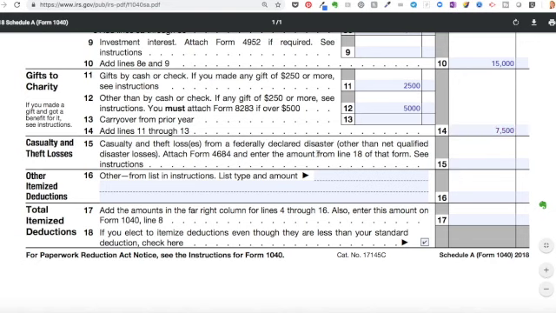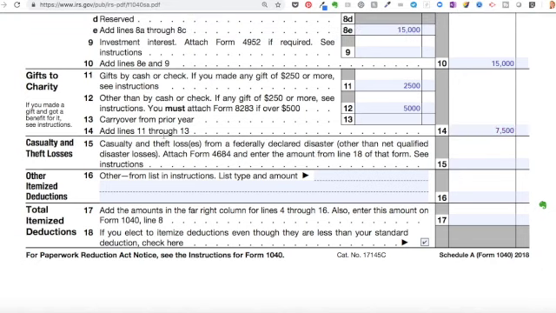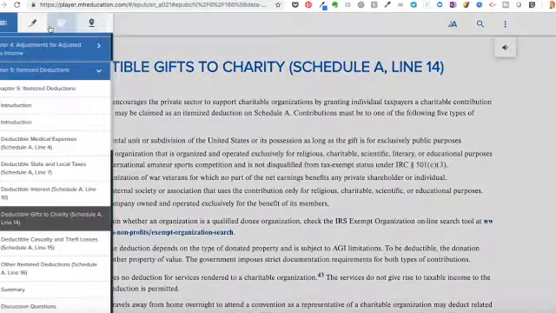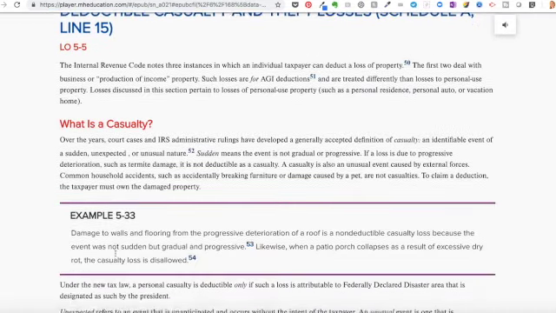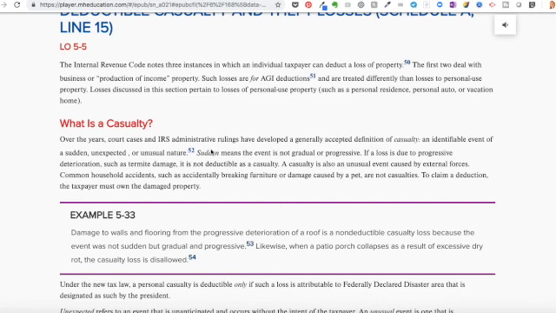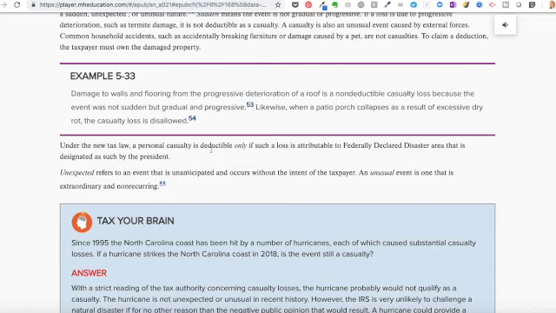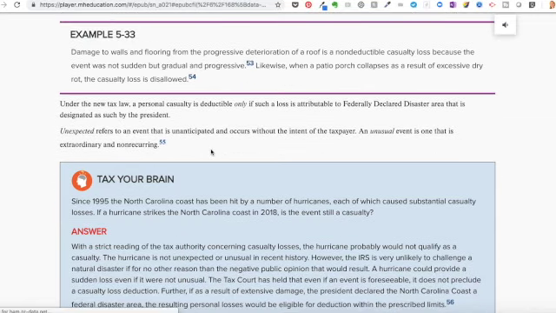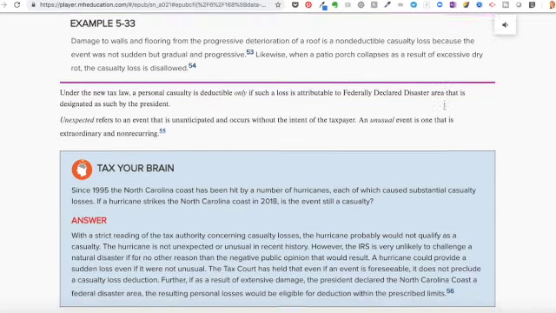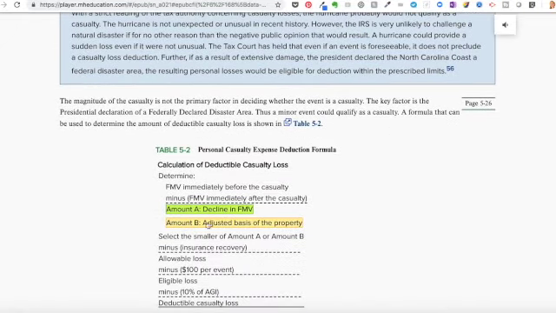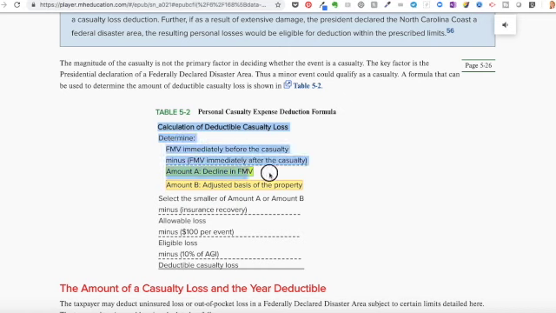Now, casualty and theft losses are another area, and it's heavily limited. It is very difficult to take a casualty and theft loss. It must be sudden in nature, unexpected and unusual. If an area is declared a federally declared disaster area, then you can take this deduction. Now this is the calculation.